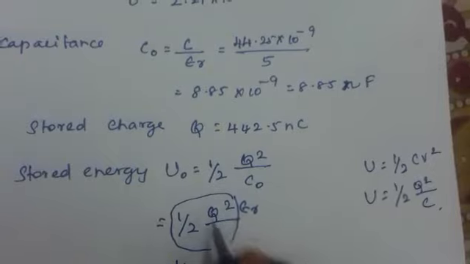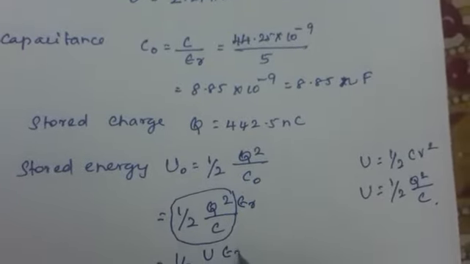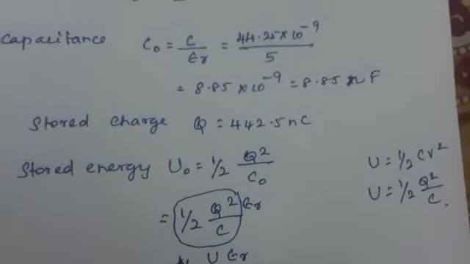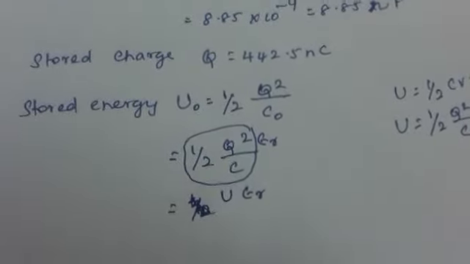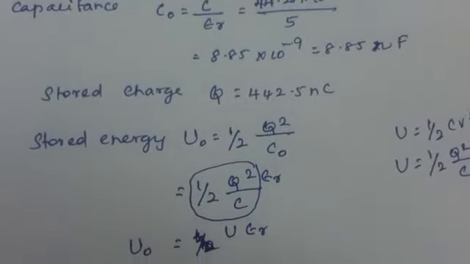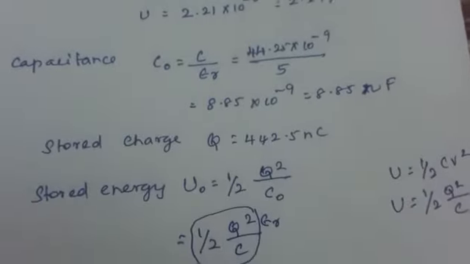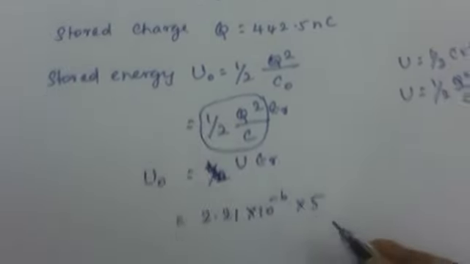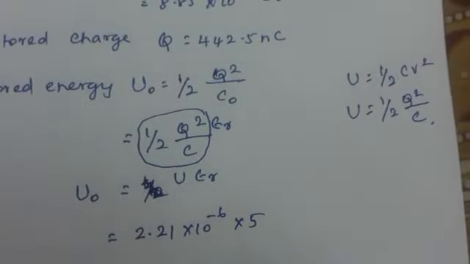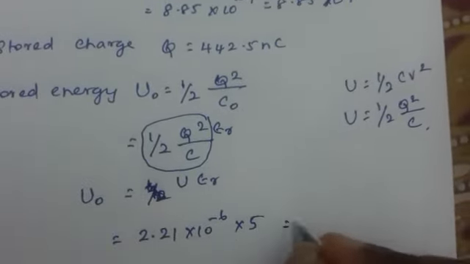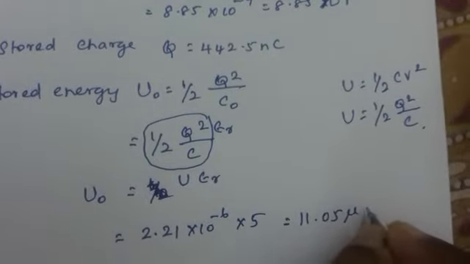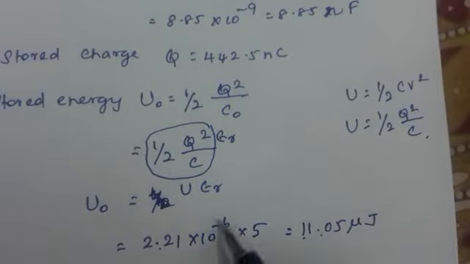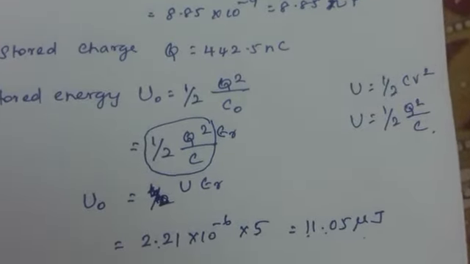So this value is U, and it is U into epsilon R. So U0 is equal to U into epsilon R. The U value we already calculated: 2.21 into 10 raised to minus 6 into 5. What is the value you are getting here? You will be getting 11.05 microjoules. 10 raised to minus 6 is micro, so it is microjoules.